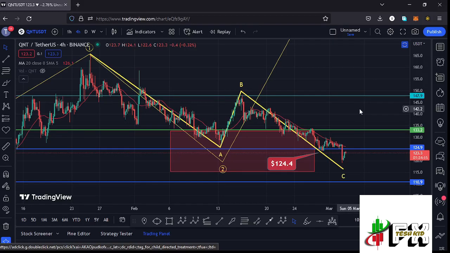Here are the latest developments on the Quant chart, which at the time of this recording has lost a key area of support at around the $124.9 mark. We also lost the 20-day MA here on the 4-hour chart, which is now acting as resistance, and after losing those key areas of support, we have made one more new low at around the $119.4 mark.